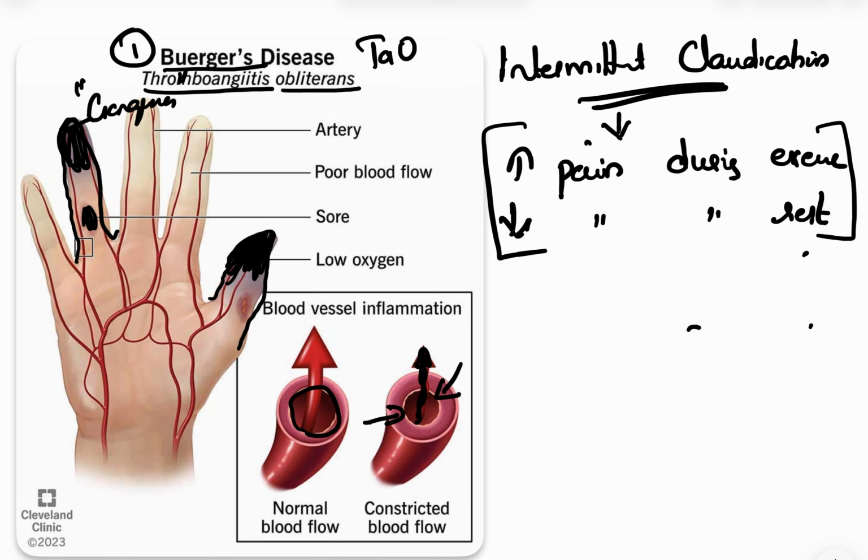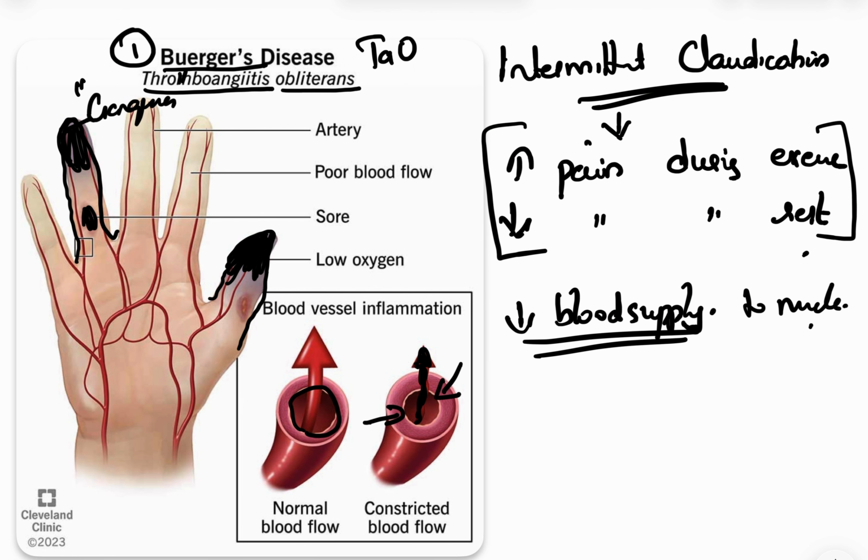What is the cause of this pain? This is because of the reduction in blood supply to the muscles. The patient is already having vasculitis resulting in reduced blood supply. But if the patient has any strenuous activity, the blood supply, or oxygen supply, is going to reduce even further, resulting in increased pain. It is a pain in the muscles from inadequate blood supply.